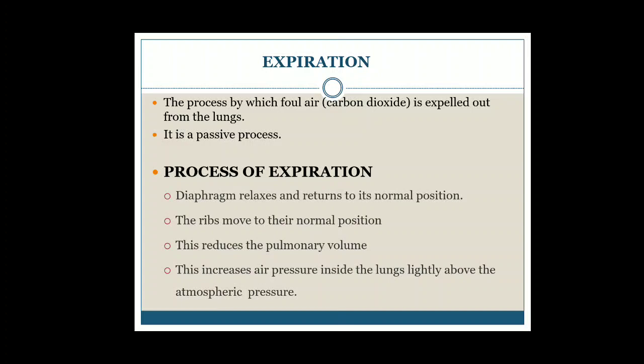Same thing. Now the diaphragm which has become flattened now will change into dome shape. The ribs will move inwards and downwards. So what will happen? The thoracic cavity means chest cavity will decrease and the air pressure inside the lungs will increase because now the chest cavity has decreased and the amount of air will be more in the lungs in comparison to the atmosphere. So automatically the air from the lungs will move outside.